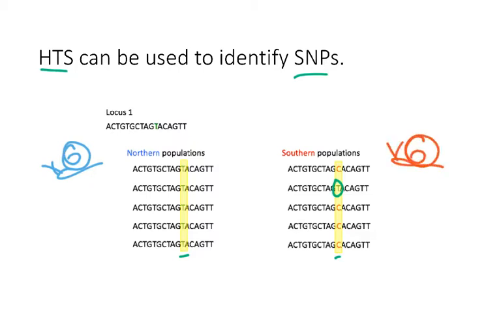So high throughput sequencing, which again is that massively parallel sequencing that gives us lots and lots of data back, that can be used to identify those large number of SNPs that we need in our data set to be able to identify those very few ones that are actually adaptive.